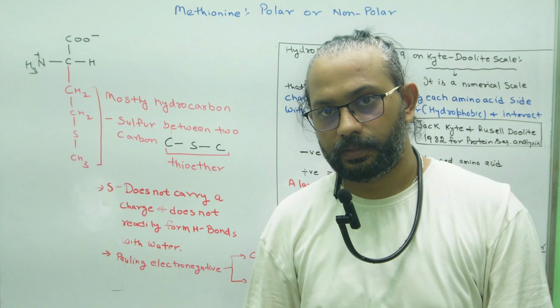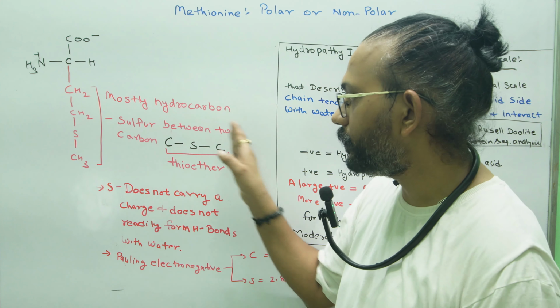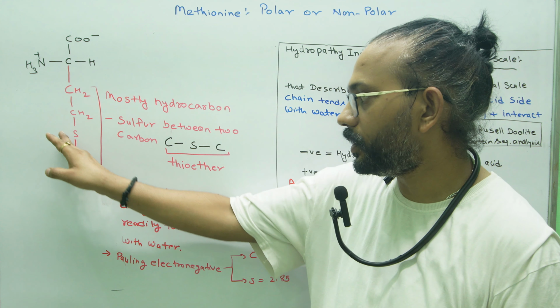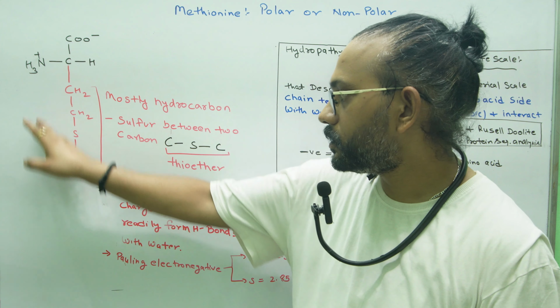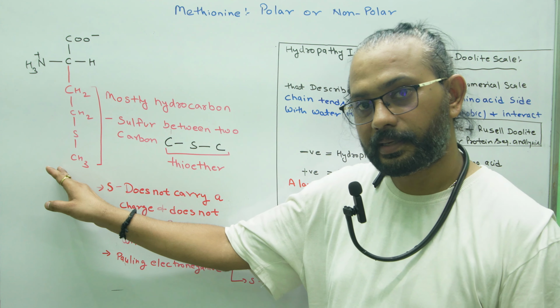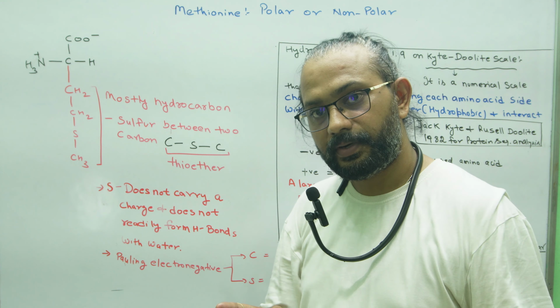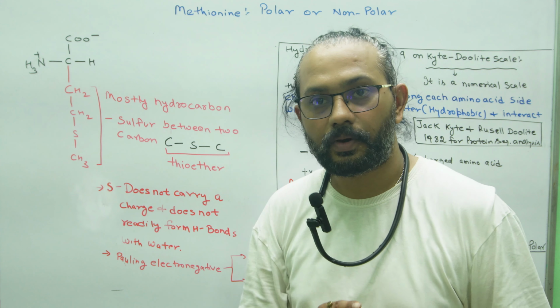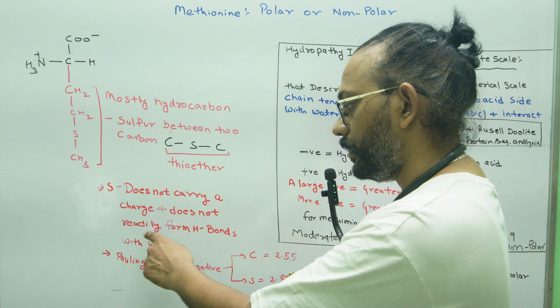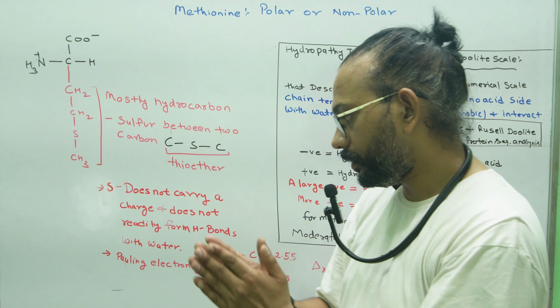Now let us focus on methionine. Methionine has a side chain which is mostly hydrophobic, with sulfur between two carbons: CH2, CH2, S and CH3. So this side chain has a sulfur group between two carbons, so we also call it a thioether. The sulfur doesn't carry any charge, which is one of the properties of a polar molecule, so it doesn't readily form a hydrogen bond with water. They will not form a bond with water and polar compounds.